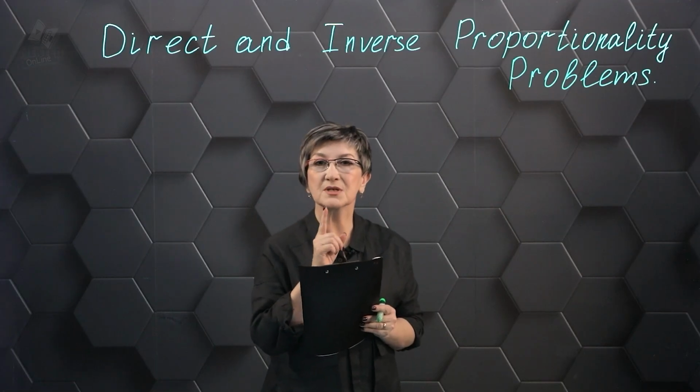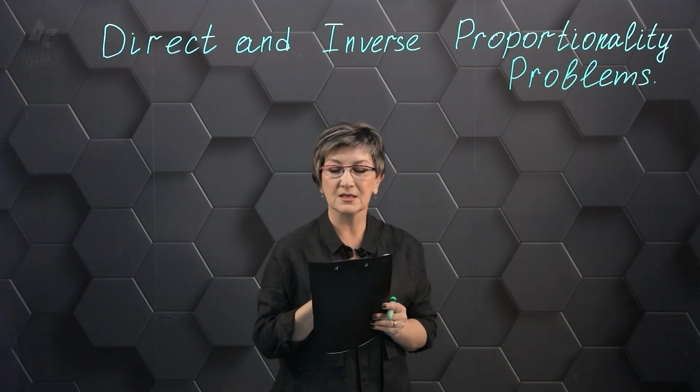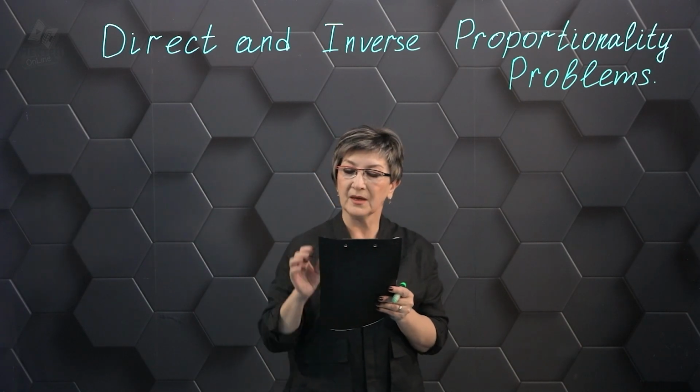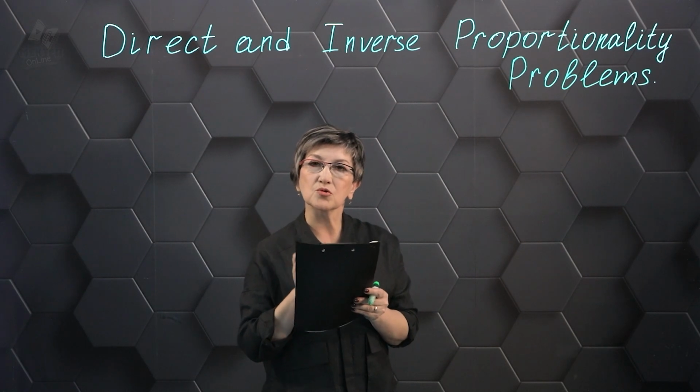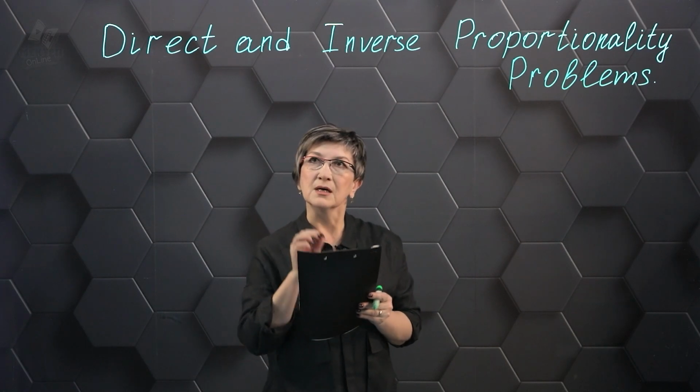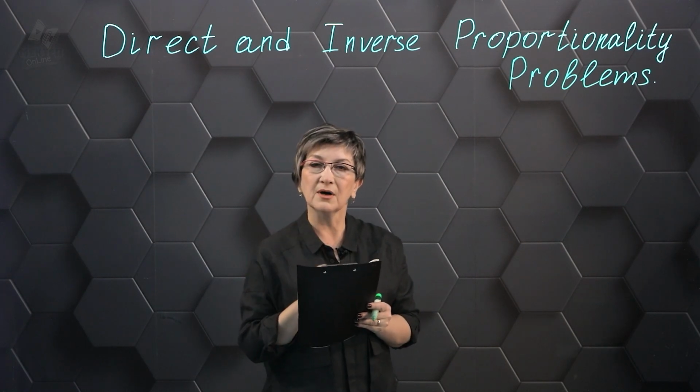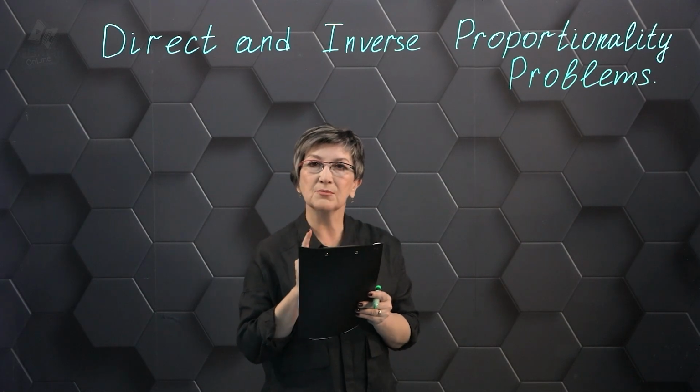But in this case, we need to determine what kind of proportionality it is. Today we will analyze the problem on direct proportionality. The condition of the problem is as follows. In 2 hours, the car passes 144 kilometers. How many kilometers will it cover if it travels for 5 hours? The speed at this time is constant.